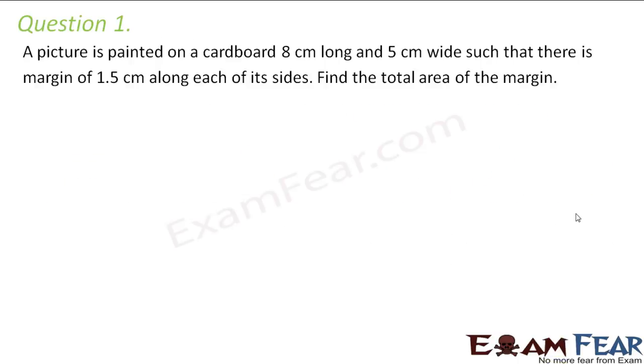So based on all of these, let us quickly have a look at the final set of questions. Question number 1. A picture is painted on a cardboard 8 cm long and 5 cm wide, such that there is a margin of 1.5 cm along each of its sides. Find the total area of the margin.